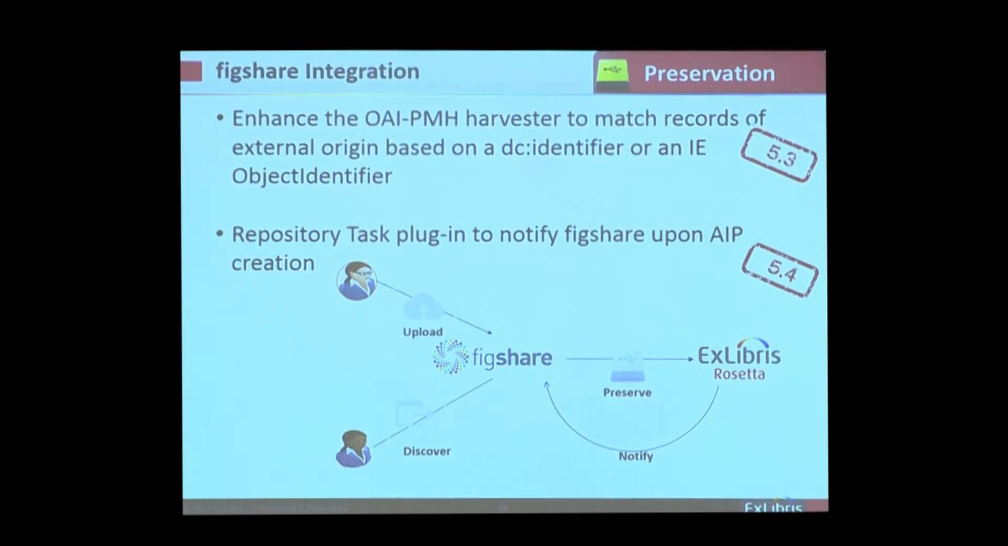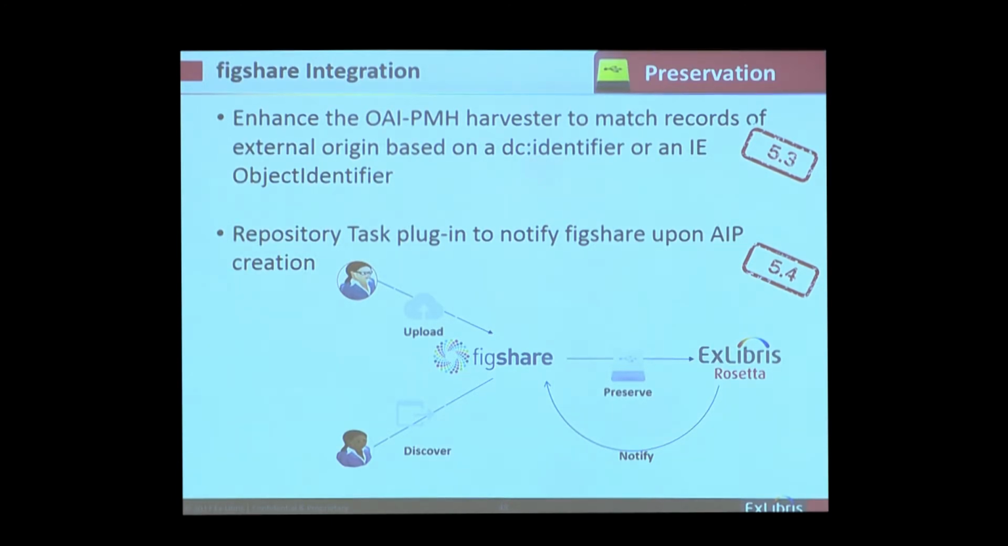So basically, for those of you who are not familiar with Figshare, just in a nutshell, it's an online repository for research data. The University of Sheffield has this. We'll be harvesting content using OAI from Figshare. This is already available in 5.3. It's not something developed only for Figshare. We've extended the OAI harvester to handle many different identifiers, so this will be helpful for other repositories too.